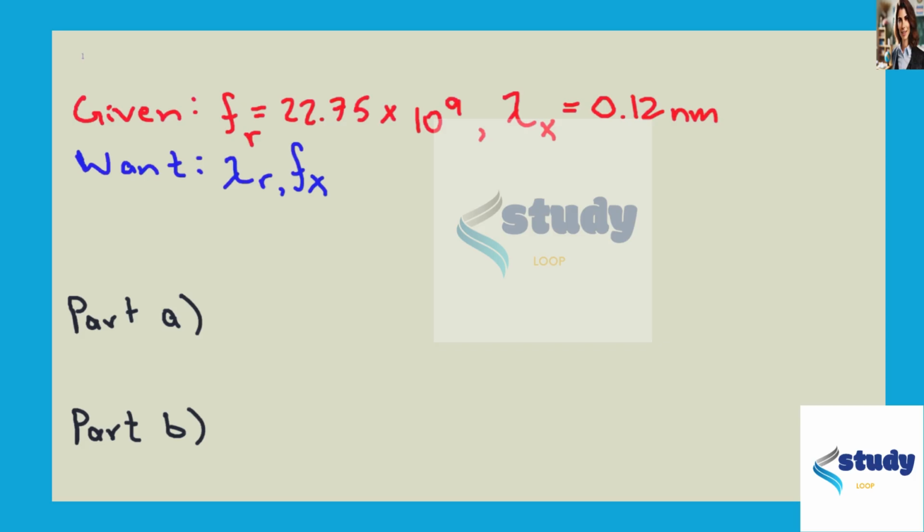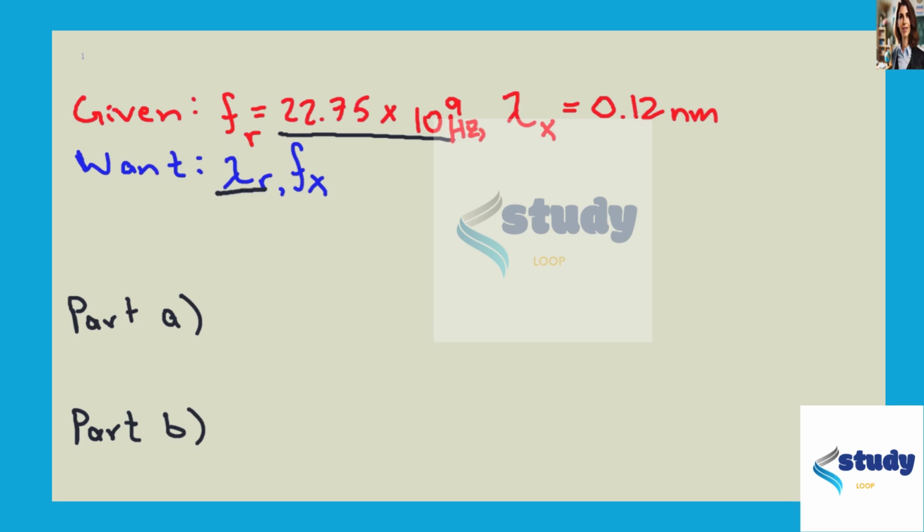In this problem, we have two different electromagnetic waves. In part A, we have a radar signal with a frequency of 22.75 times 10 to the power of 9 hertz, which I should have written. And what we want to know is what is the wavelength corresponding to this frequency.